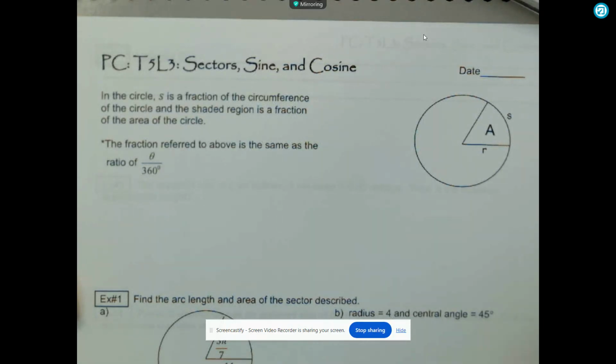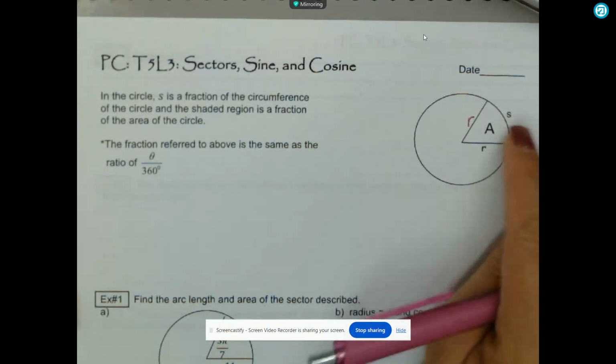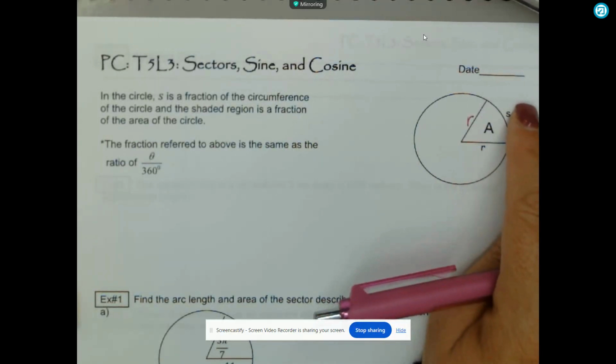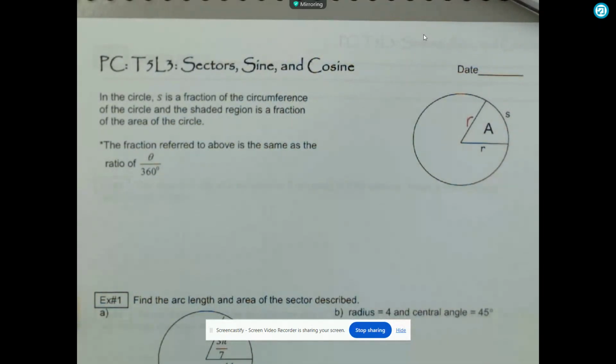Now remember we talked the other day about how R and R, right? So S and R here would be the same if these two are R, depending on if it is a radian. If it's not a radian, that doesn't apply. All right, so the fraction referred to above is the same as the ratio of theta over 360. And that's just kind of common sense.